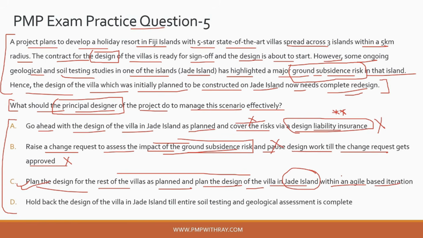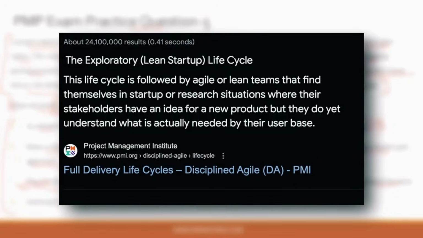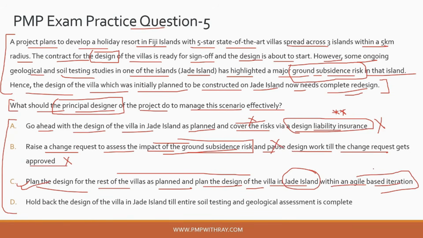So that way you are bifurcating the scope, dealing with the simpler and much more defined scope items now, till more data is available to you to make a future proof design. And this is a classic example of an exploratory scope of work, which is agile based work in the end. So that way this option looks quite good to me. Let's look at option D.